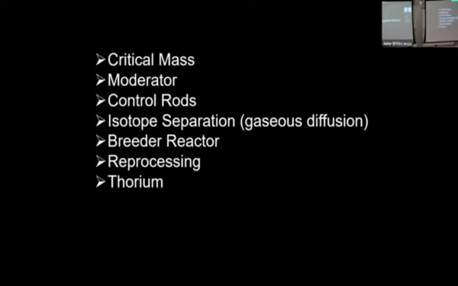The moderator, as I mentioned, slows down the neutrons and makes the fissions more likely, more probable. We already know what control rods are. We talked about isotopic separation. A breeder reactor produces a fissionable material, plutonium.